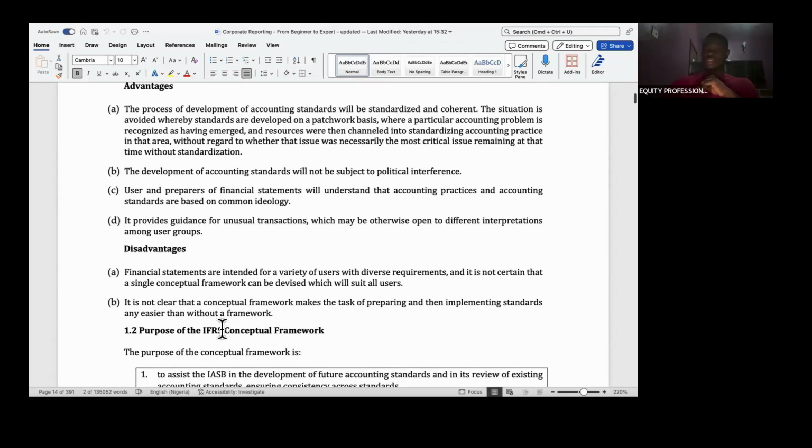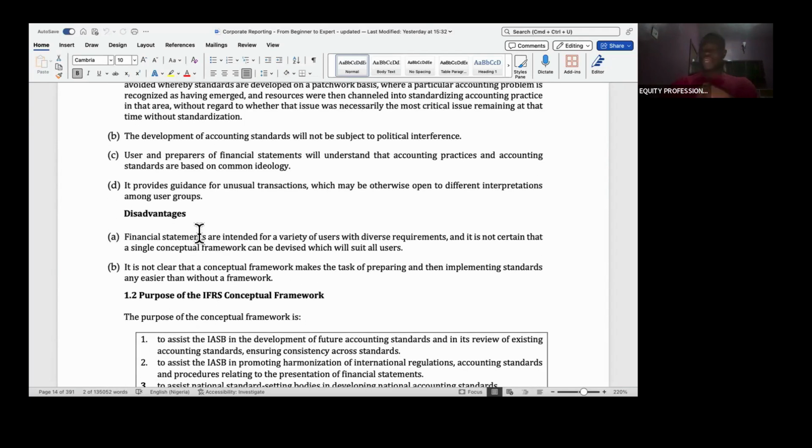The disadvantages, the very first is that financial statements are intended for many users with diverse requirements. So it's not certain that a single conceptual framework can be devised which will suit all users. We need to understand that the conceptual framework, or IFRS, let's be specific to IFRS, is used by many countries and many companies. So we're not saying that there is a uniform set of principles that is used to develop the IFRS for all of those countries.